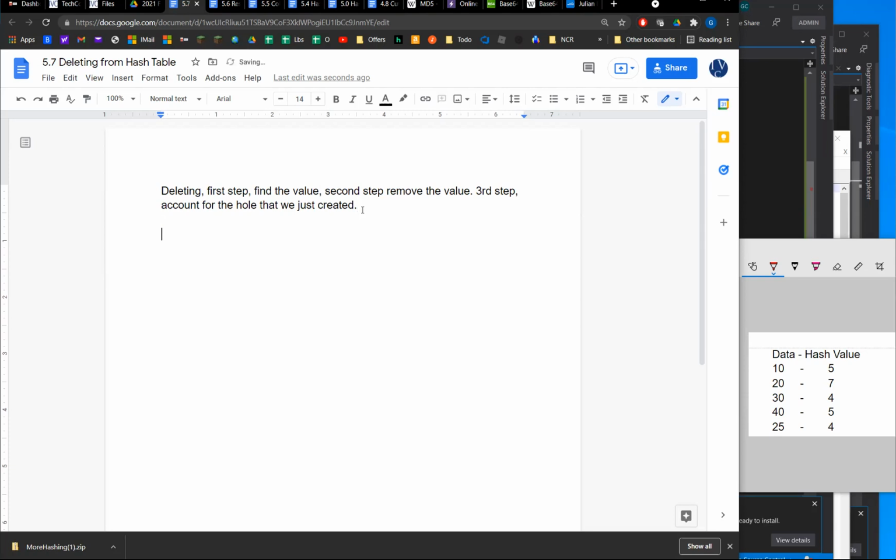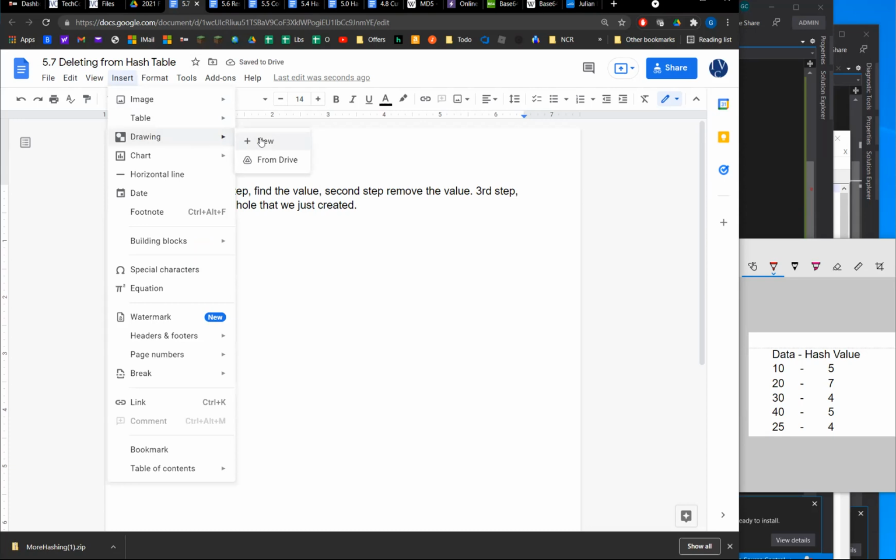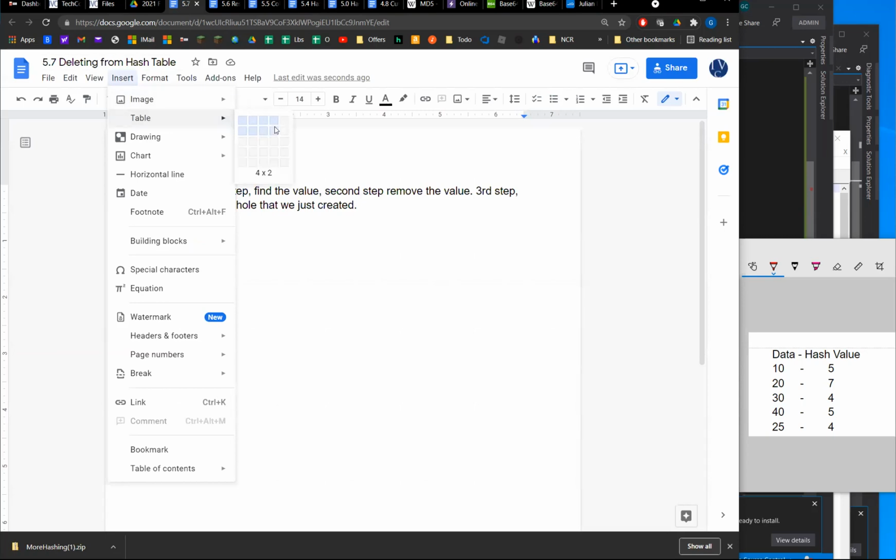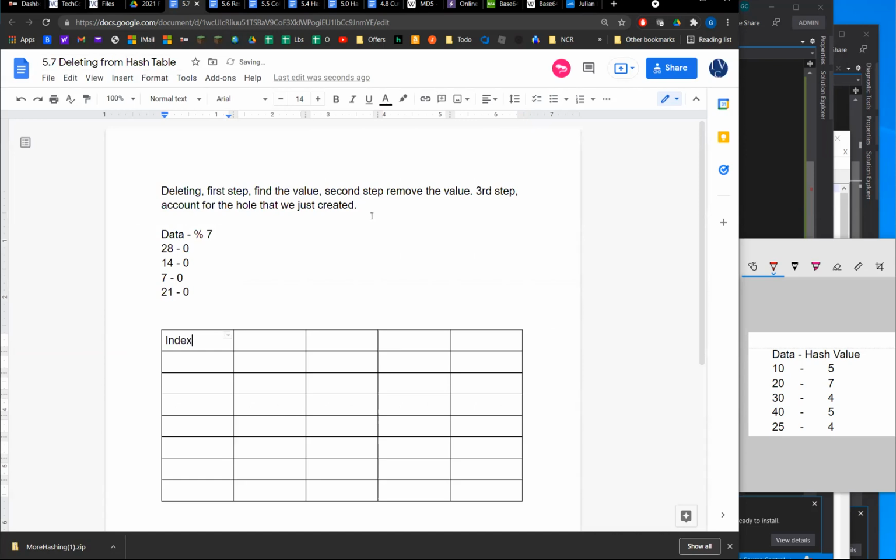Okay, so let's say we have our simple pattern, data mod 7, and we'll go whatever. 28 goes to 0, 14 goes to 0, 7 goes to 0, 21 goes to 0. Keep things nice and easy, and we'll build our table. That's not what I want. I want a table. And okay.